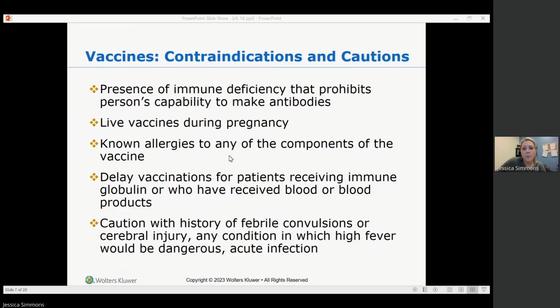Live vaccines during pregnancy is a no-no. Live vaccines if you are immunocompromised is a no-no. Delay vaccinations for patients receiving immune globulin or have received blood or blood products.